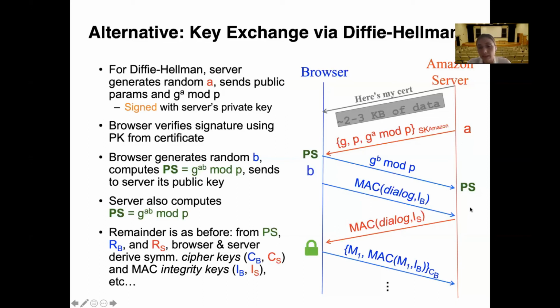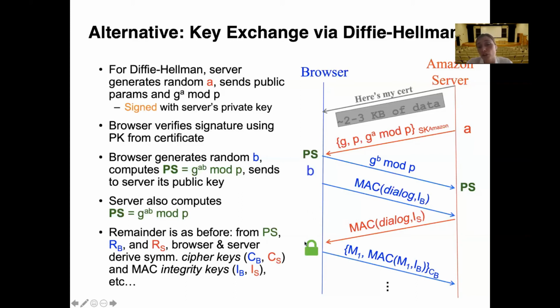Now look, if the integrity key is the same, all the other keys are really the same. Why? Because you generated the integrity key from PS, RB, and RS. These were the seed using a pseudorandom generator, which is deterministic. So if IB is the same, then with overwhelming probability, all the other keys are the same. So then the Amazon server knows that, okay, I really established a successful TLS connection with the browser.